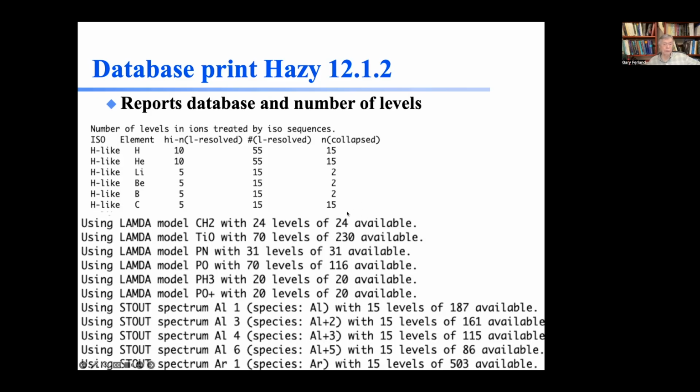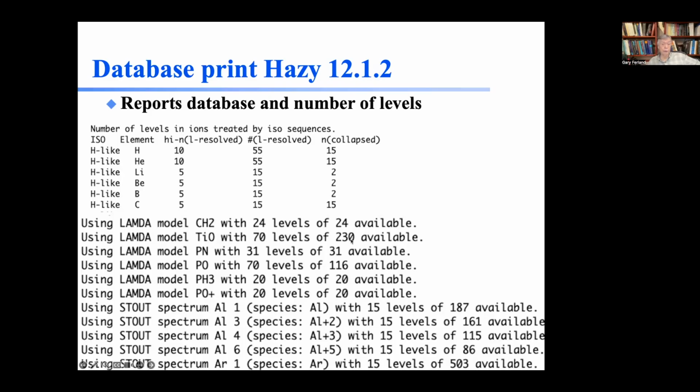Next thing you'll notice, the report includes the total number of levels that are available. So some have a lot of levels. Like argon, atomic argon. Who's ever seen atomic argon, in absorption or emission? It's got 500 levels. Wow. We only use by default 15 of these levels. We're not using the whole thing. You can easily change how many levels we use.